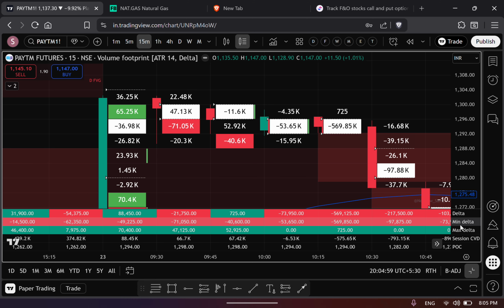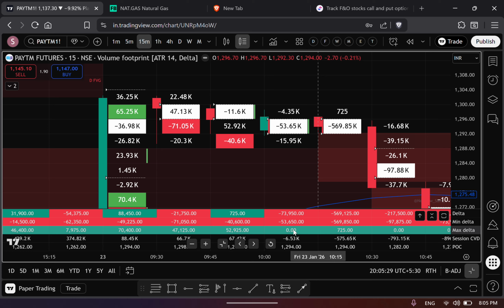So you need to understand the two keywords, min delta and max delta. What is the min delta? Out of this particular candle, what is the aggressive selling? Min delta means aggressive sellers in the particular candle, and max delta means aggressive buyers in the particular candle. If you see this particular candle, there is no buying activity that happened. That is the reason max delta is 0. That is clearly saying that no buyers are there.